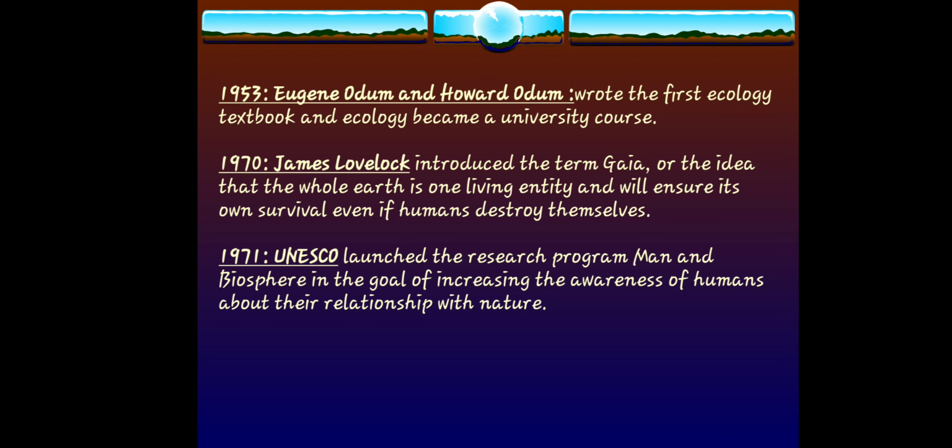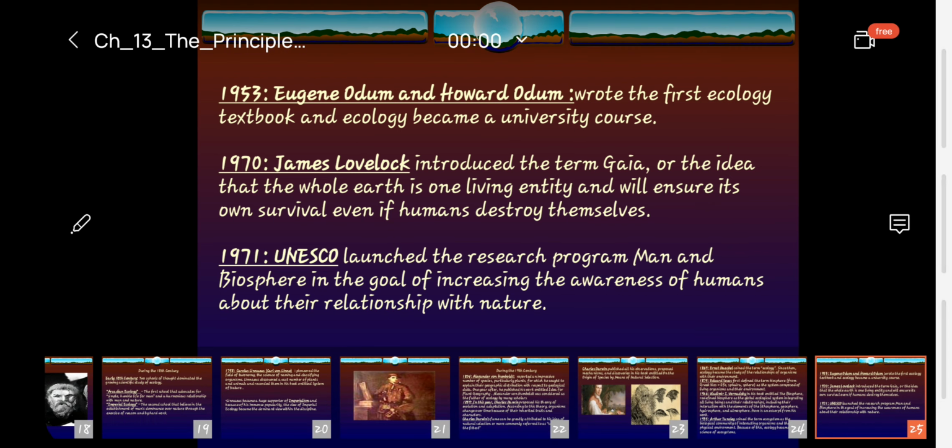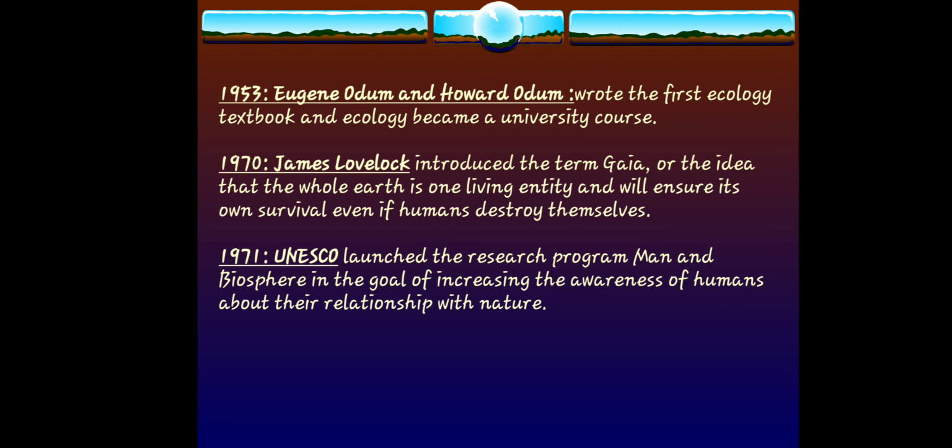UNESCO launched the research program Man and Biosphere with the goal of increasing the awareness of humans about their relationship with nature. Okay, so what do we mean by the abbreviation UNESCO? It stands for United Nations Educational, Scientific, and Cultural Organization. So why is UNESCO very important? Because it created the idea of World Heritage to protect sites of outstanding universal value. It also pursues scientific cooperation, strengthening ties between nations and societies through projects such as early warning systems for changes like tsunamis, or transboundary water management agreements. So that is the importance of UNESCO.